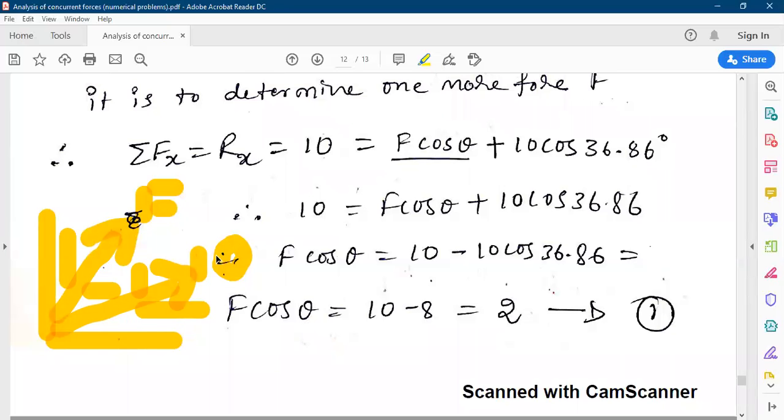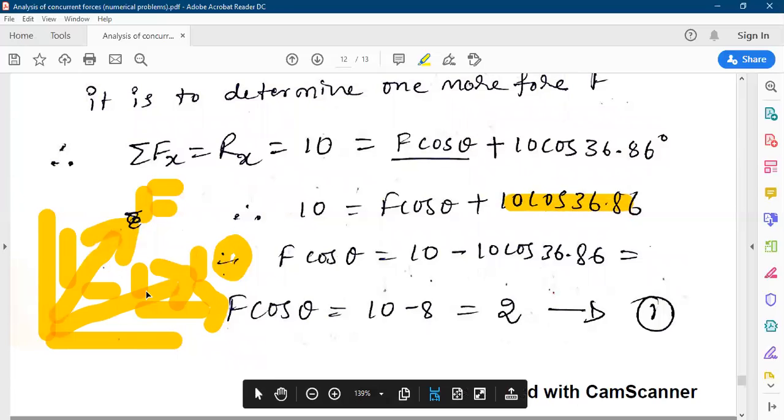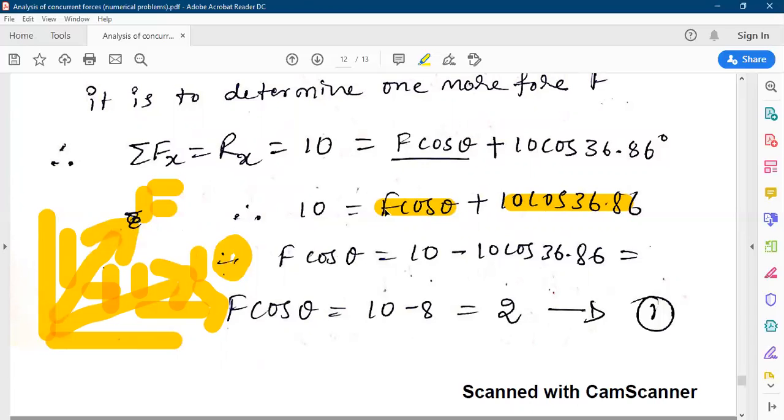So now 10 cos 36.86, right? This is acting positive rightwards, this is the x component of this force. Similarly, the x component of the other force is F cos theta. We don't know this theta and this F, we have to calculate. So this is equated to Rx, which was calculated above, that Rx is 10, right? So 10 is equal to F cos theta plus 10 cos 36.86, the summation of all x components, which is equated to Rx, that is equal to 10.